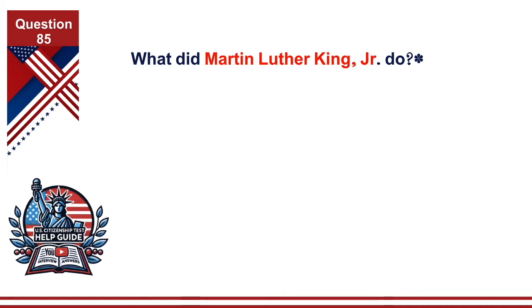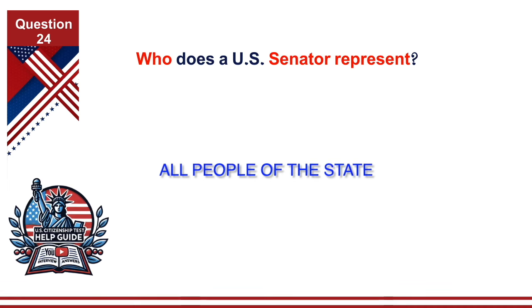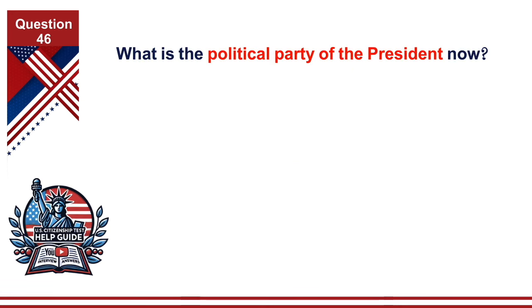What did Martin Luther King Jr. do? Fought for civil rights. Who does a U.S. Senator represent? All people of the state. What is the political party of the president now? Republican.